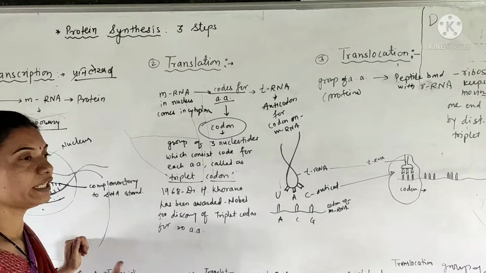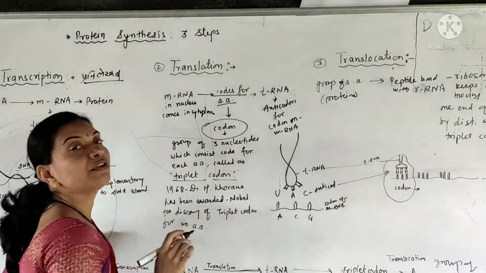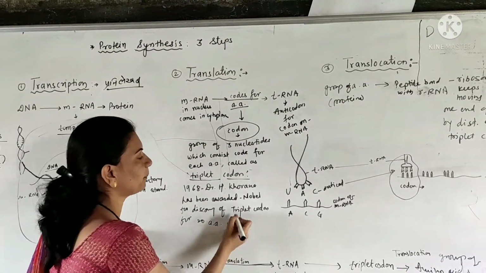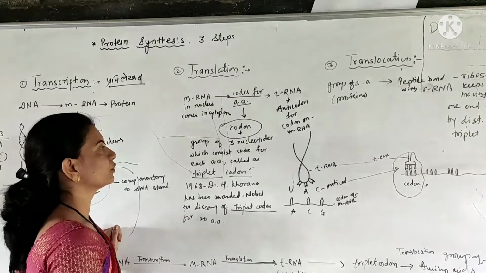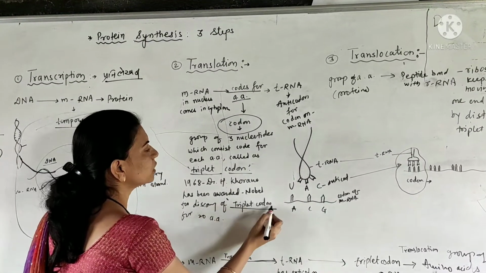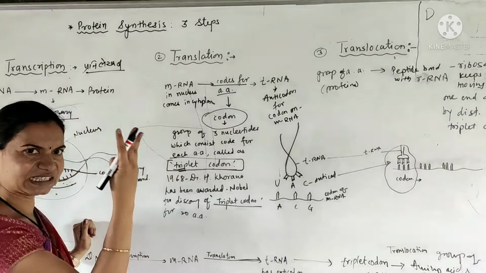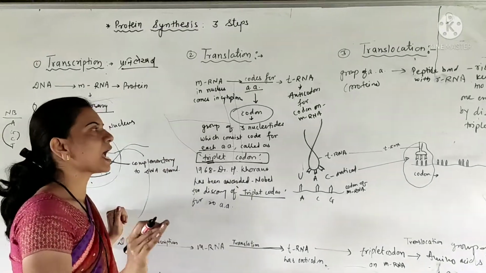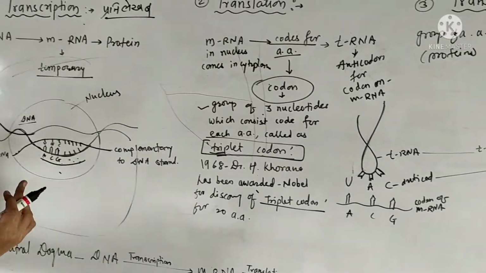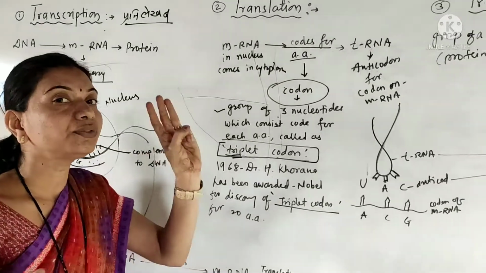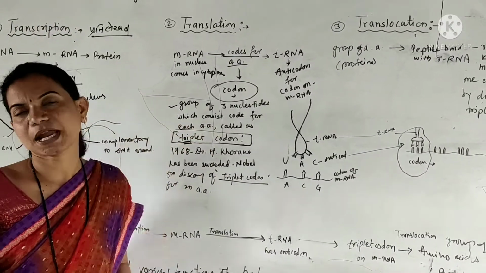So what is the codon? In your examination, maybe they ask one question, define the codon or triplet codon. Codon means codes or passwords. So there is one specific word which is known as triplet codon. Tri, triplet means 3. So you can define it as a group of 3 nucleotides. You know what the nucleotides are. So there is a group of 3 nucleotides which consists of the code for each amino acid.